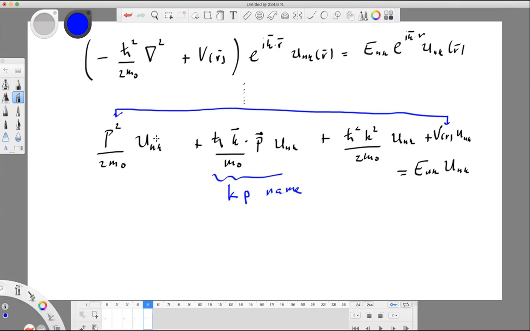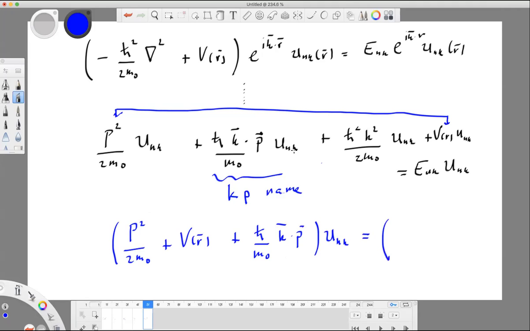Okay. Notice here that you have these two terms here. This one and this one here. Okay, so we can separate now our equation and rewrite it like this. So we have p squared over 2m0. This is always the bare mass of the electron. And then we will have the potential, okay? And here we will have our Kp term, this, okay? All being applied to the U and K.